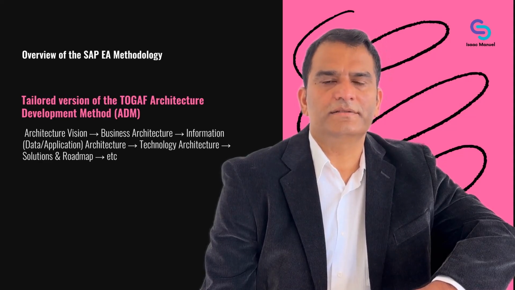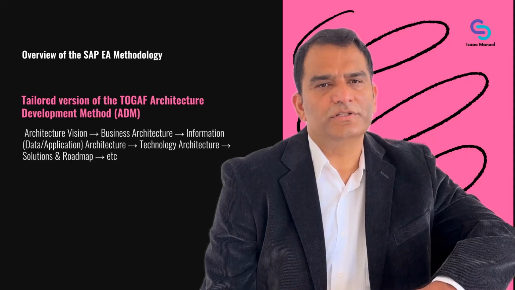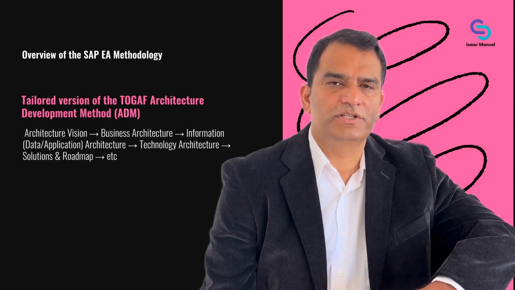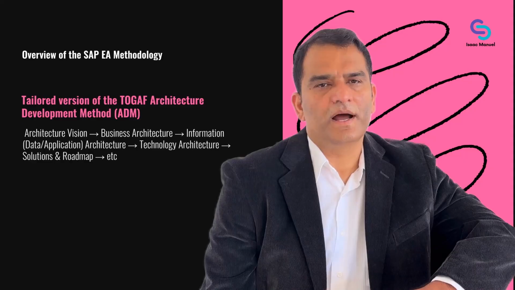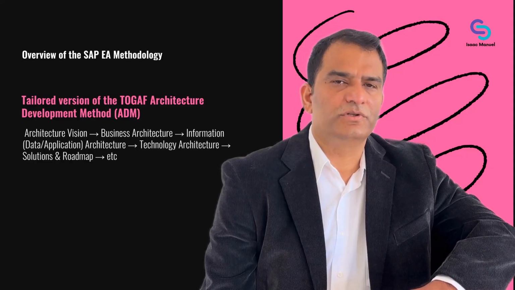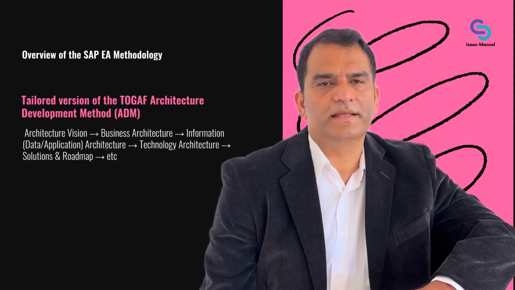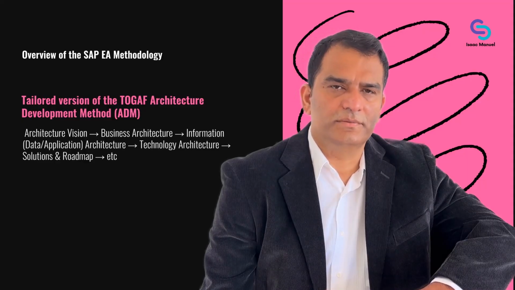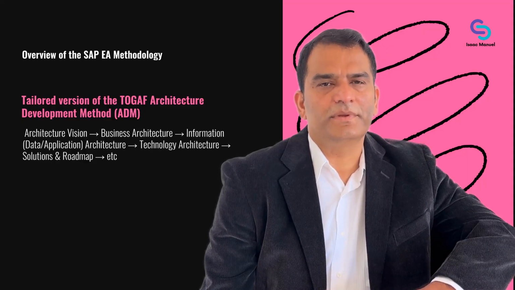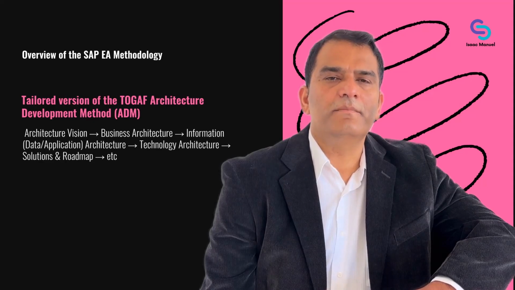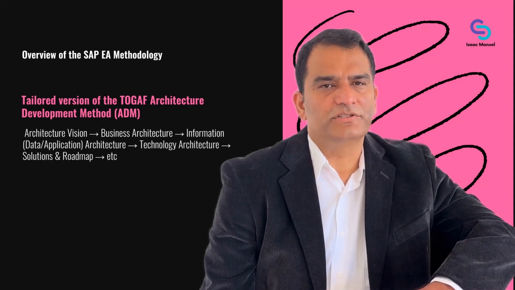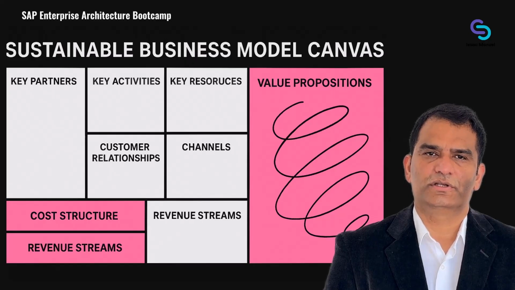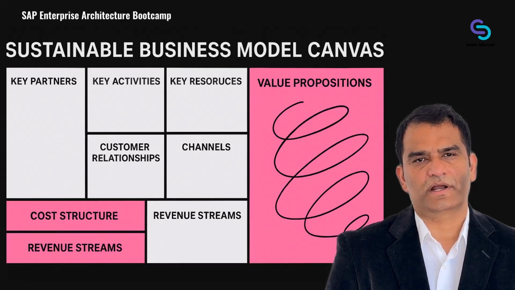SAP has embraced this general flow: architecture vision, business architecture, information, data, application architecture, technology architecture, solutions and roadmap, and so on, and refined it to align with SAP's own reference models and the realities of SAP solution implementation. In fact, SAP is using the latest TOGAF version 10 ADM as the basis, with some extensions. One key extension is the inclusion of additional or updated artifacts that reflect modern practices.